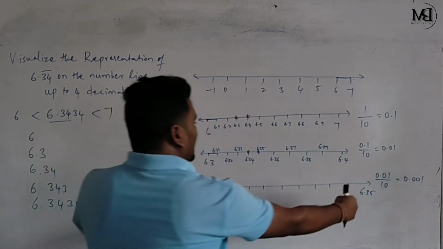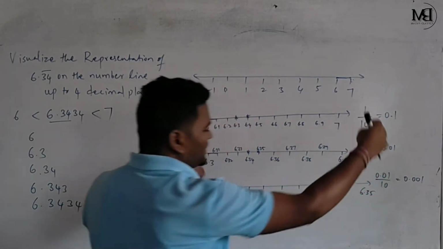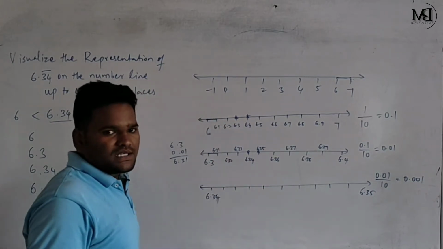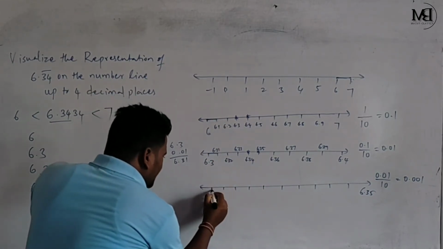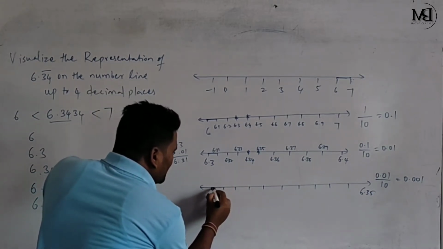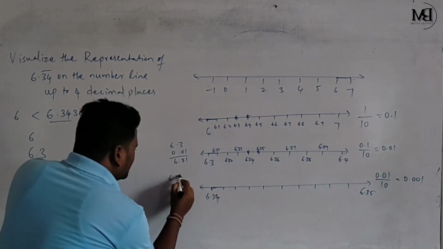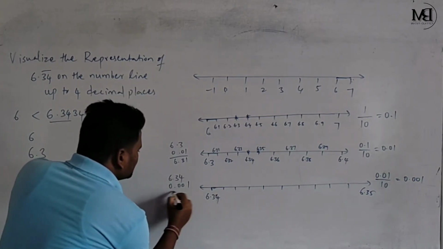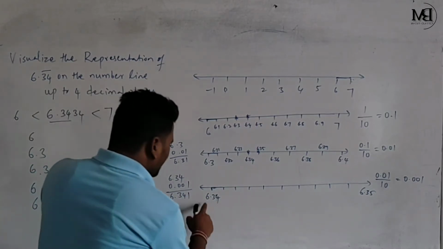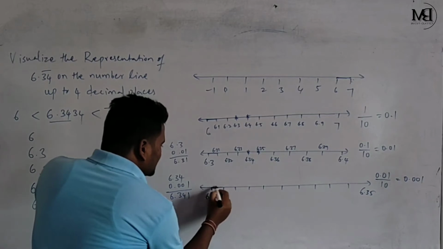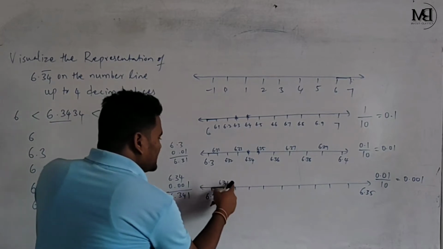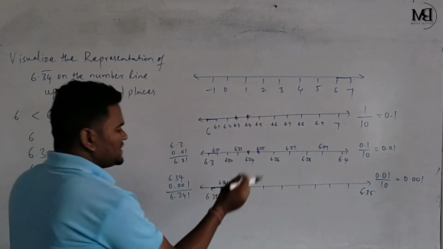Okay, children, now I have divided this 0.01 unit into 10 parts. Now each part is equal to 0.001. This is the location of 6.34. 6.34 plus 0.001, what am I going to get? 6.341 I am going to get, my dear children. 6.34 plus 0.001 I got 6.341.